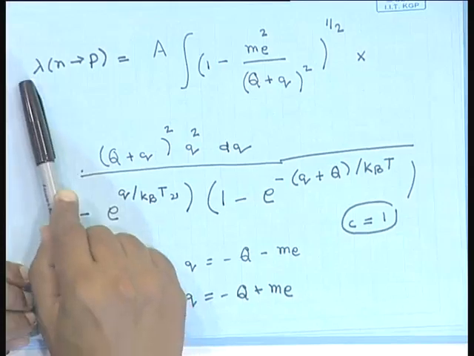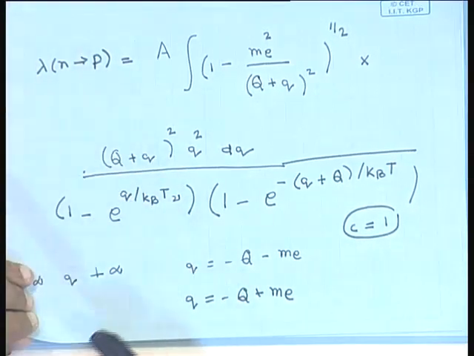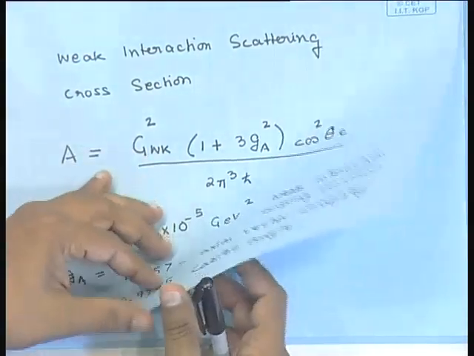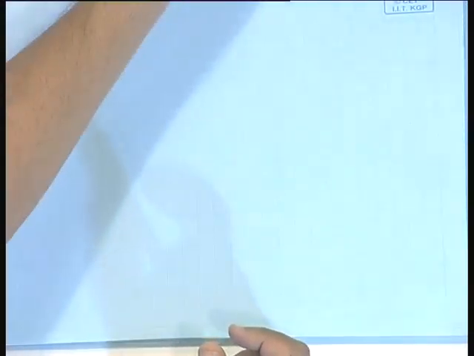So, finally, you can have this reaction rate from neutrons to protons. Similarly, you can also write down an expression for the reaction rate from protons to neutrons. Let me write this down also.